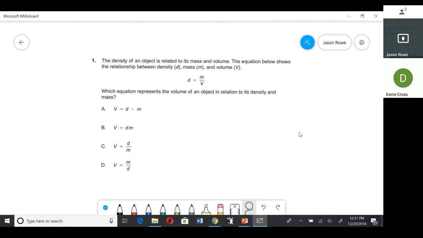It says the density of an object is related to its mass and volume. The equation below shows the relationship between density, mass, and volume. And you're asked to find which equation represents the volume of an object in relation to its density and mass.